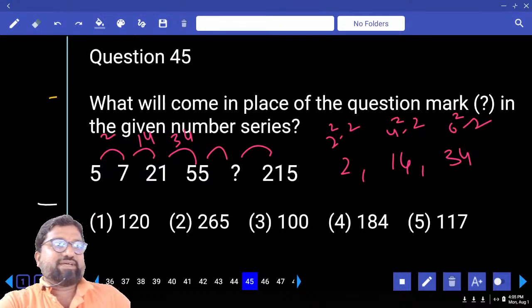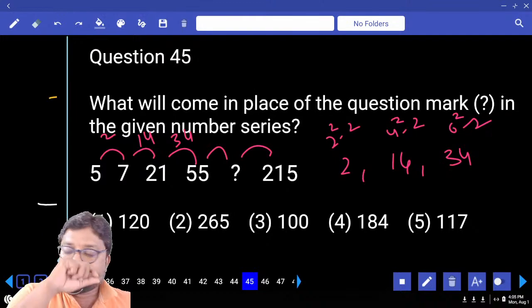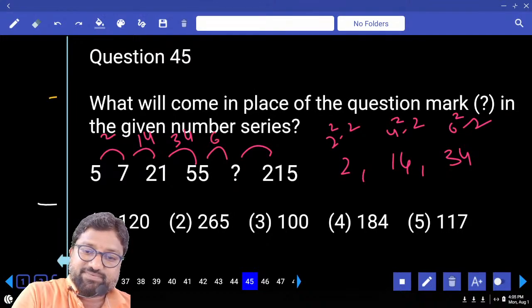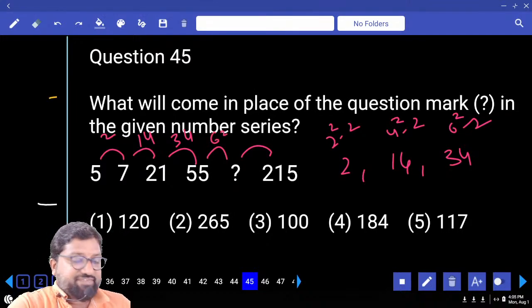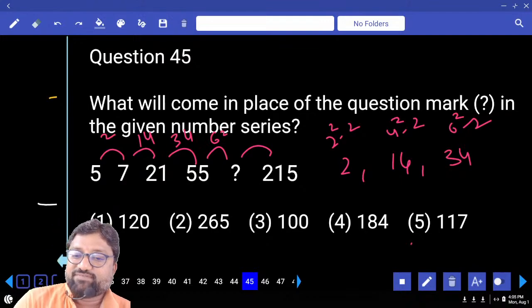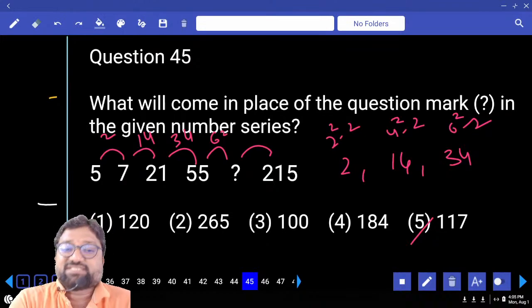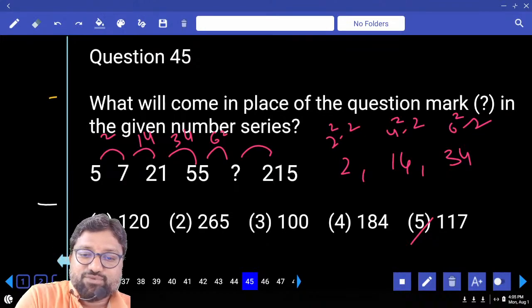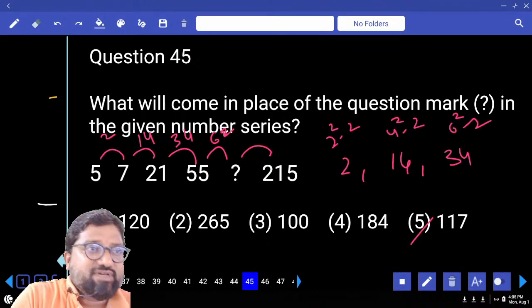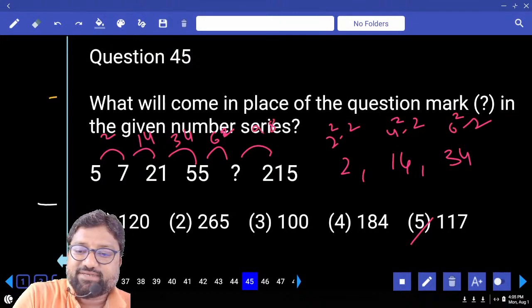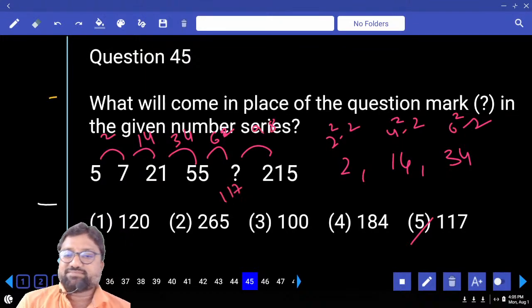What should be my next number? 8 square minus 2, that is 62. Right? 55 plus 62 is 117. What should come next? 10 square should come. 62 is 8 square minus 2. 10 square minus 2 is 98. 117 plus 98. Is it 215? Yes, absolutely yes.